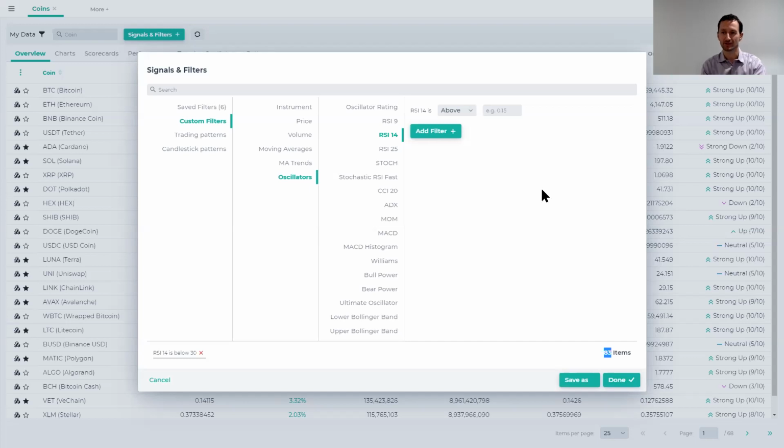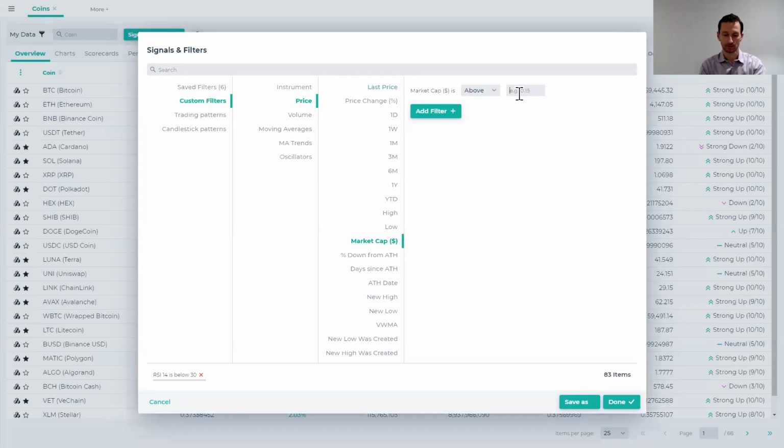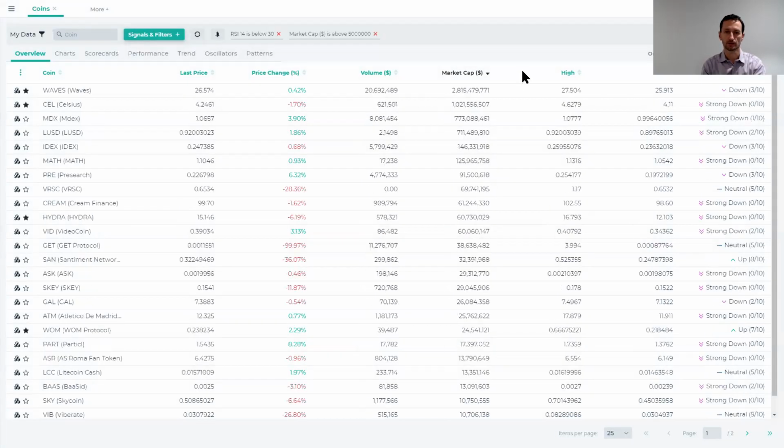That doesn't surprise me considering we've had several bullish days in the marketplace, and so very few coins are probably getting sold off. And then the other is just my standard market cap. Let's be over 5 million. So now we're down to 34. Okay, so we've got 34 coins. We could go through each individually, but let's keep building this filter a little more.